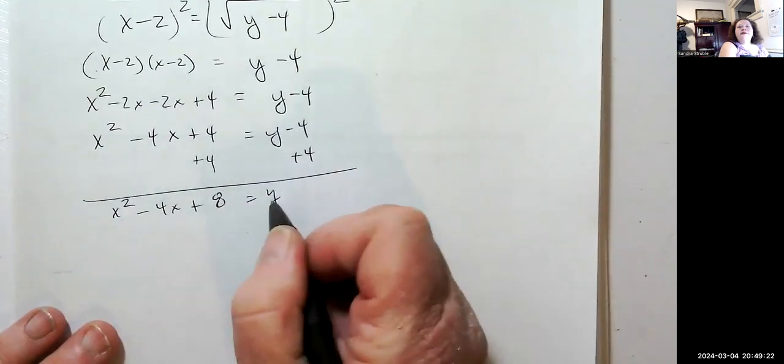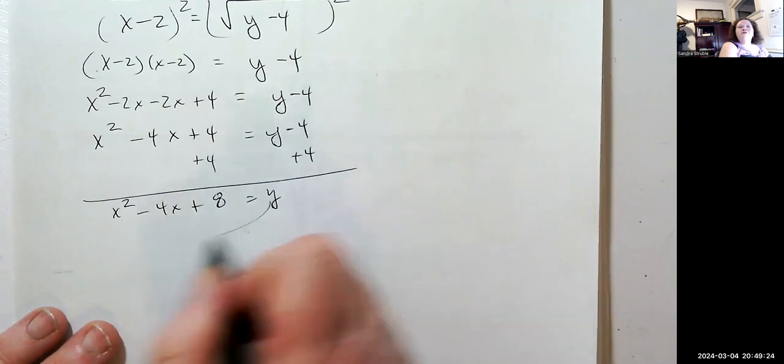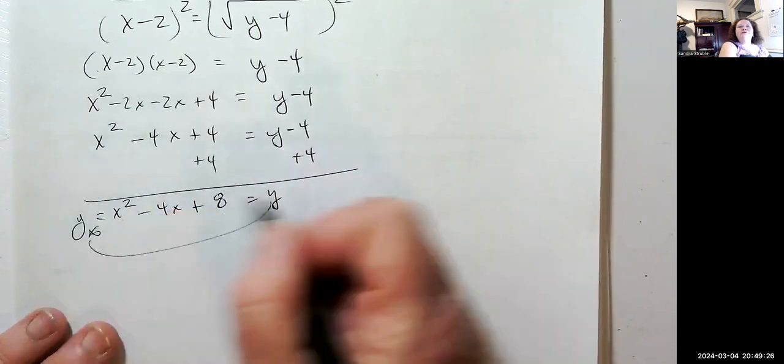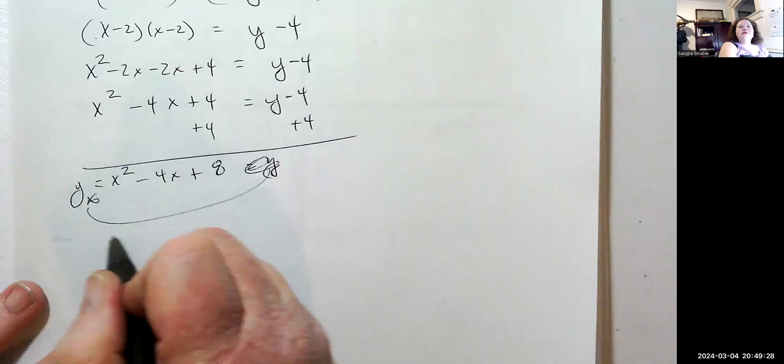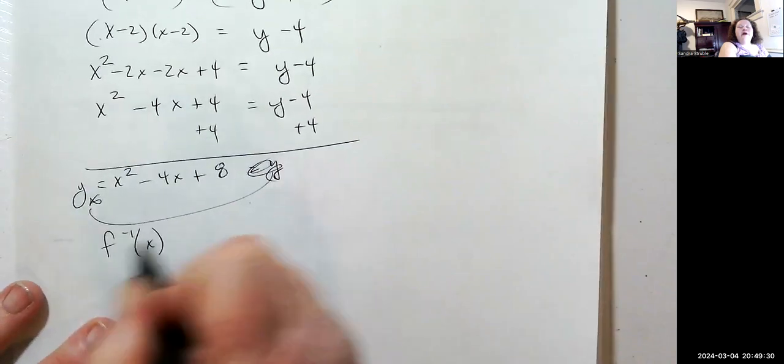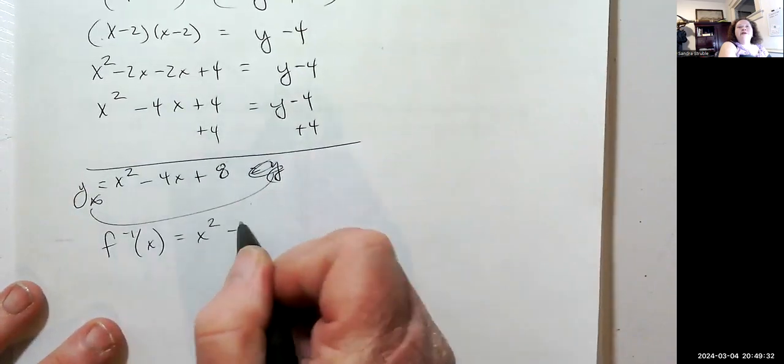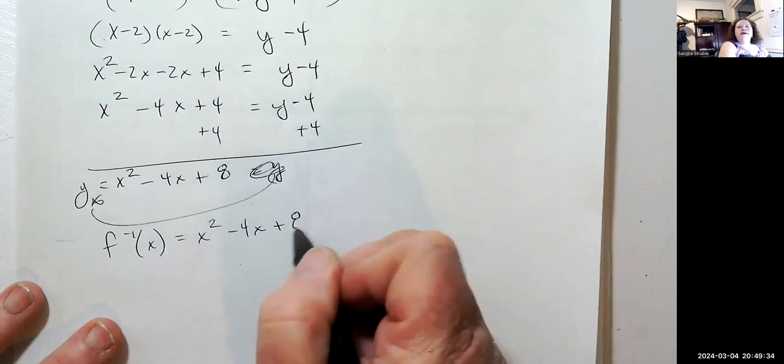We need to replace this y with the inverse. I'm going to move the y over here first, so it doesn't make me crazy. And so that's the inverse of f is x squared minus 4x plus 8.